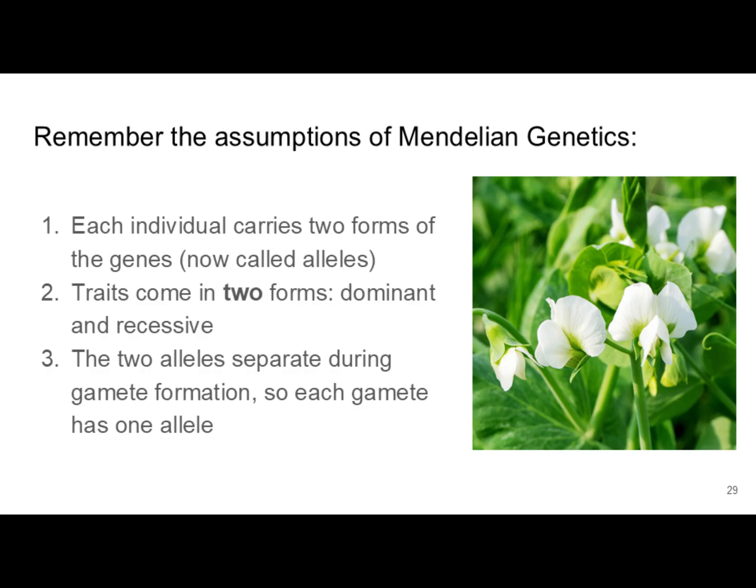First, that each individual carries two forms of the genes. We call those alleles. We assume that the traits are going to come in two forms, dominant and recessive, and that these two alleles are going to separate during gamete formation, that the alleles segregate.